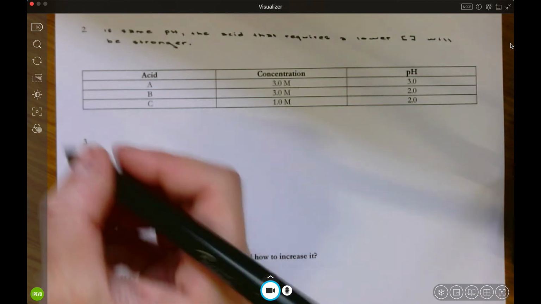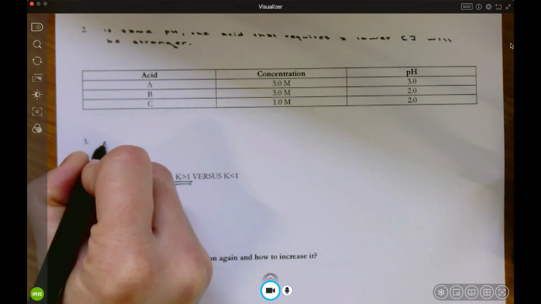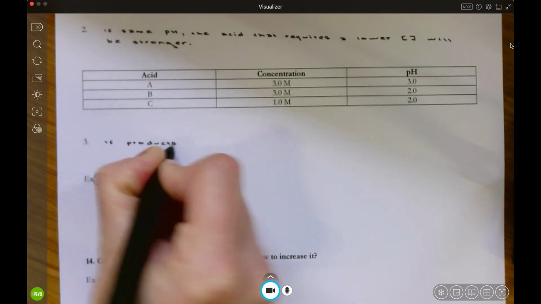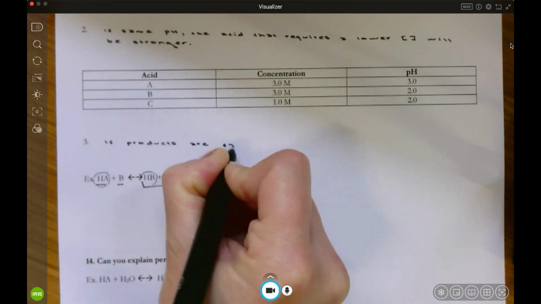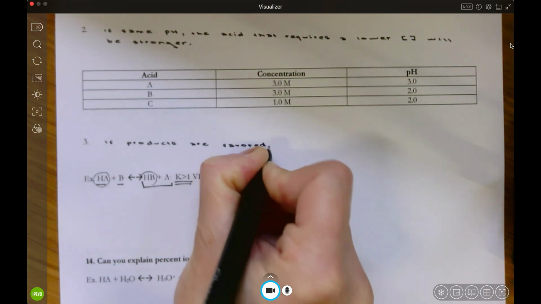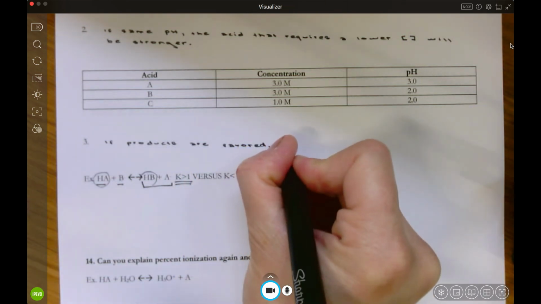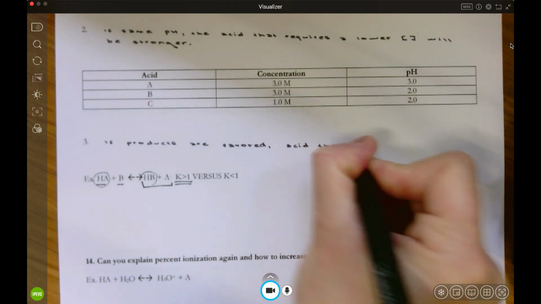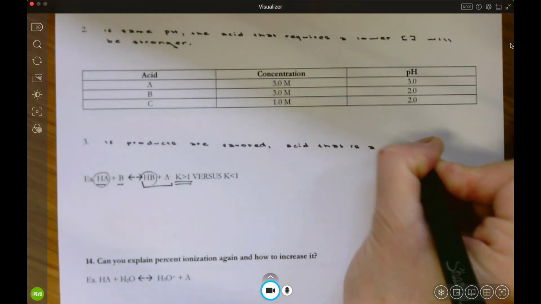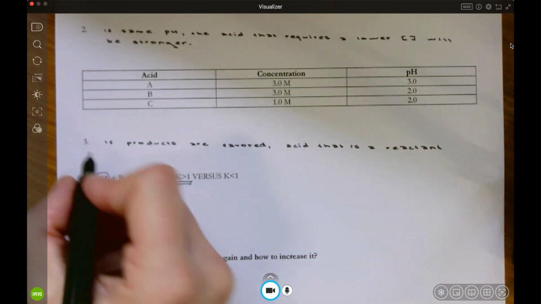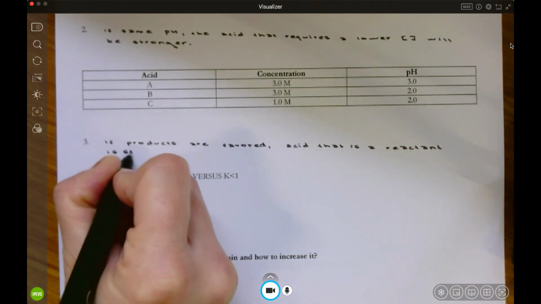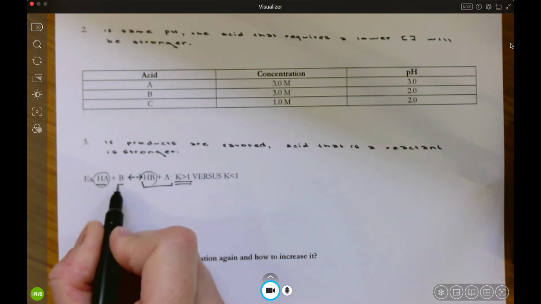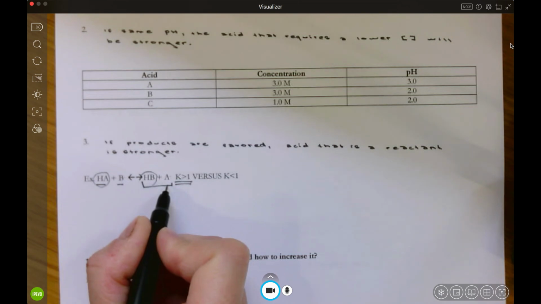Okay, so if your products are favored, then the acid that is a reactant is stronger than the acid that was a product. Same thing applies for a base. Since your products are favored, that means B- did a better job of reacting than A- did.